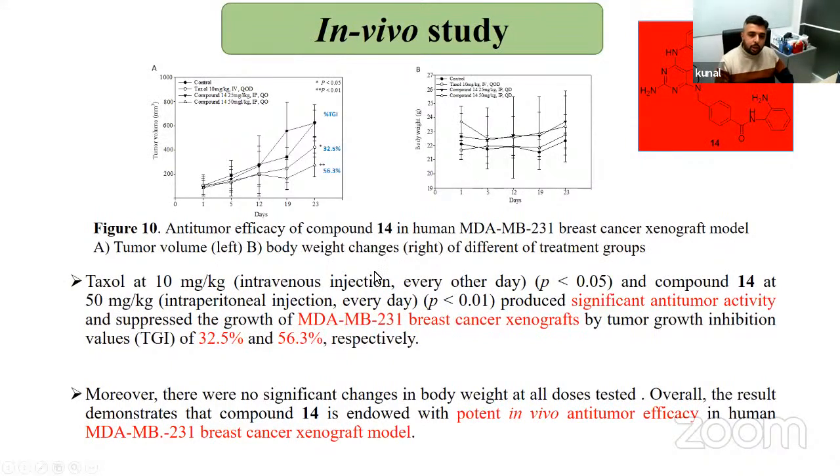We checked the anti-tumor efficacy of compound 14 in this breast cancer xenograft model, and we found that compound 14 could actually suppress the tumor growth. It had tumor growth inhibitory potential. Just look at this. At 25 milligrams per kg, it could inhibit with a TGI of 32.5%, and at 50 milligrams per kg, it could inhibit the tumor growth at 56.3%. So these were very, very promising effects.